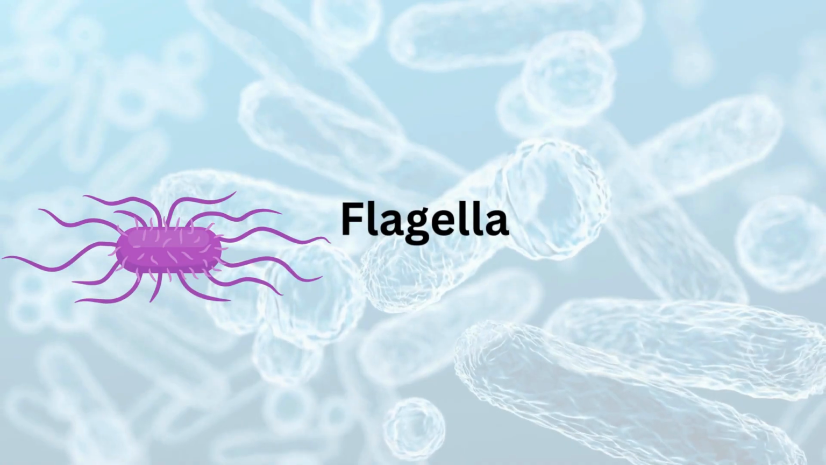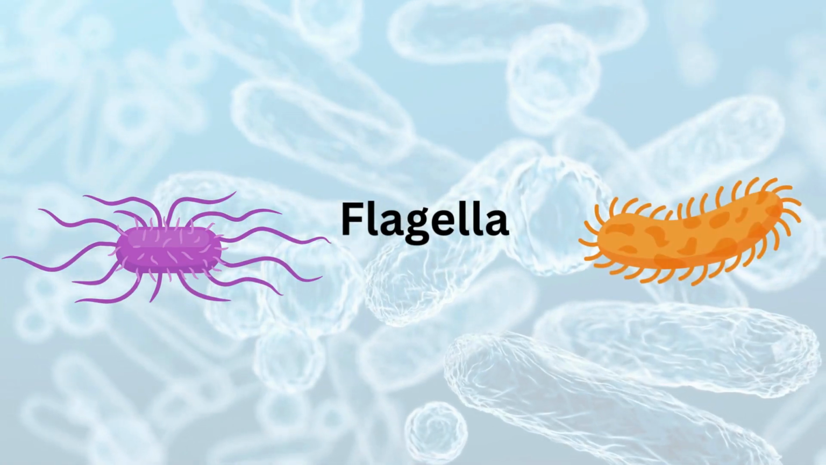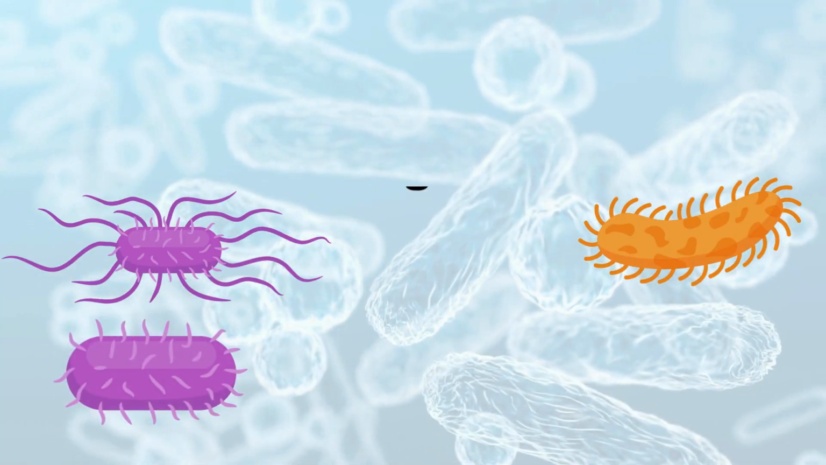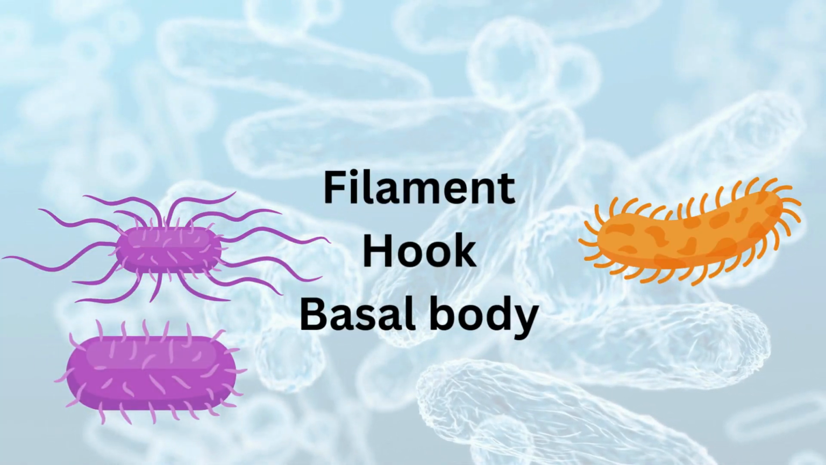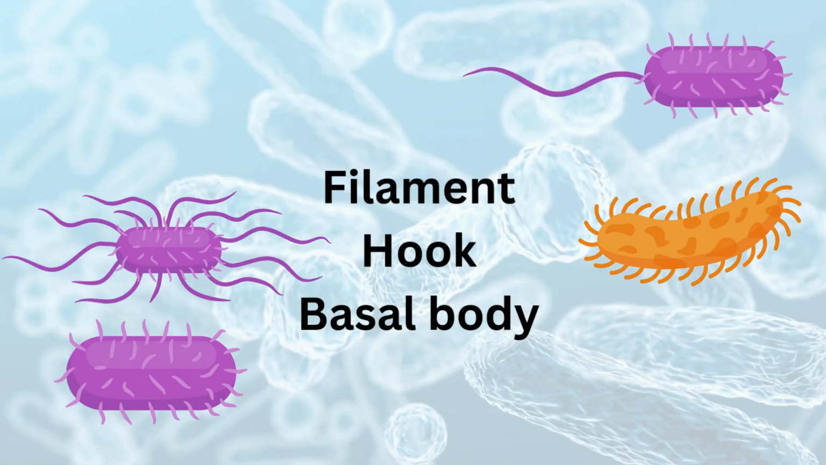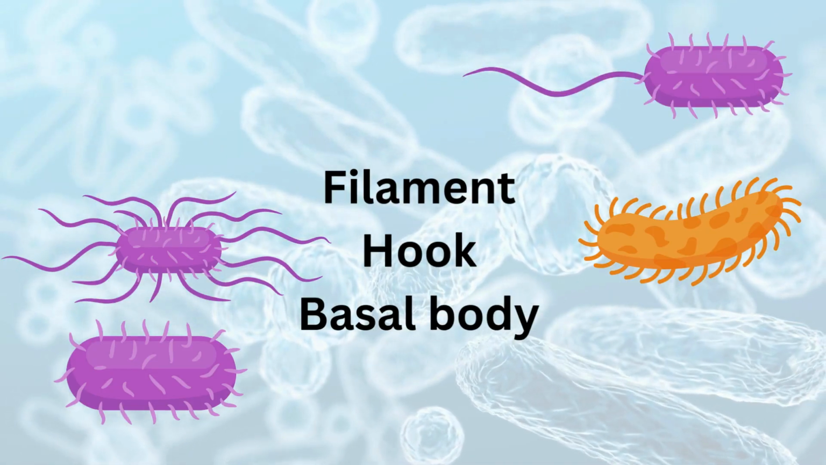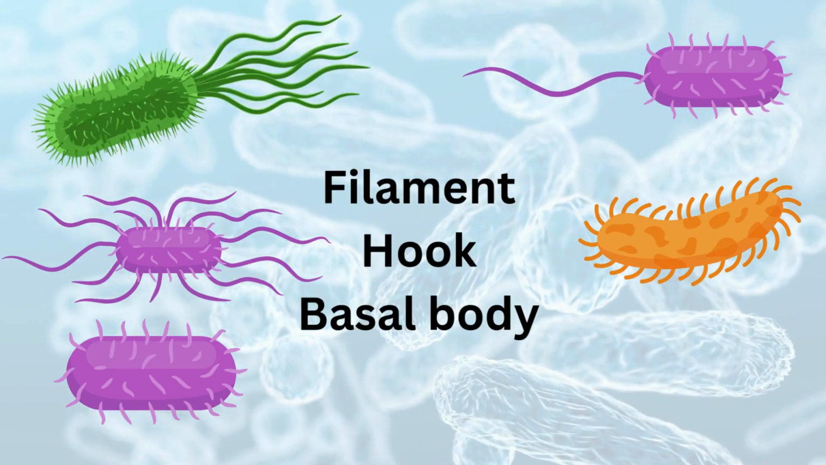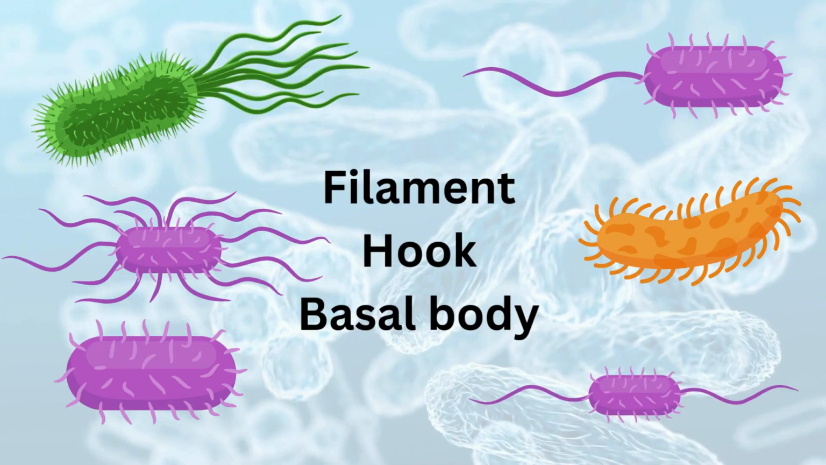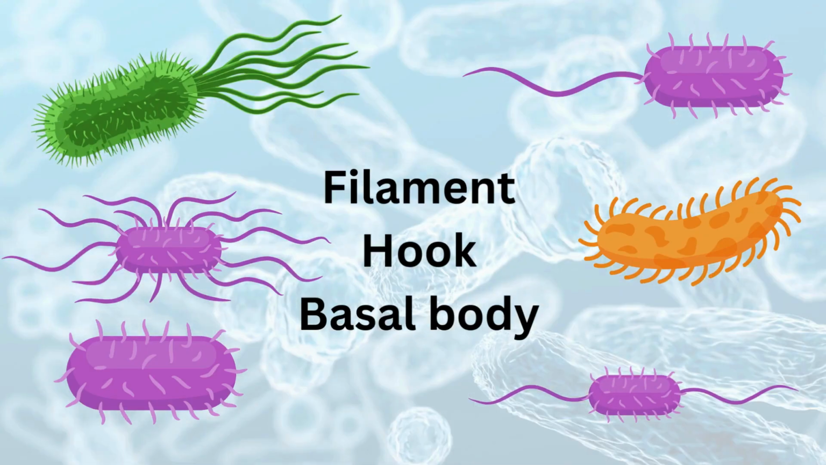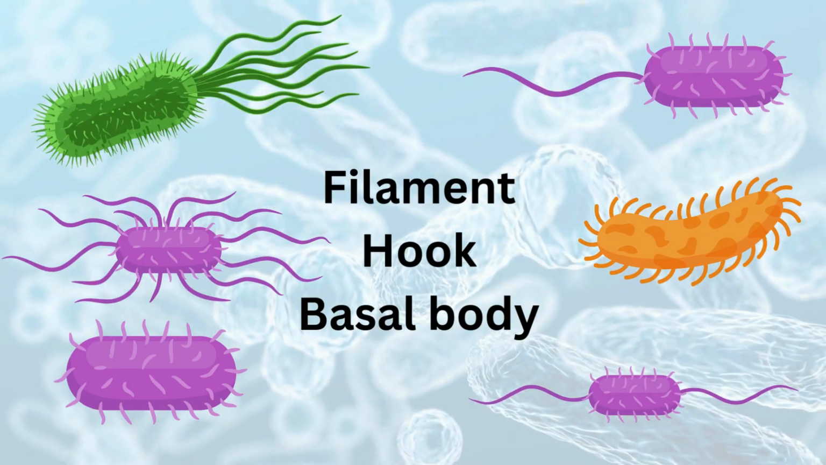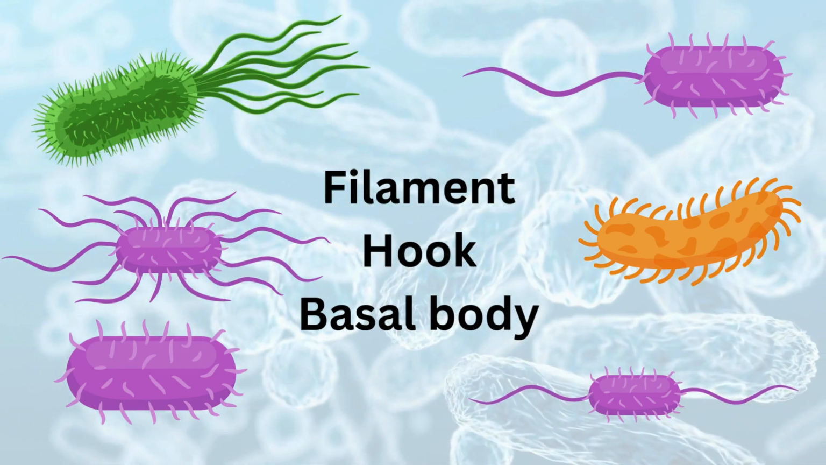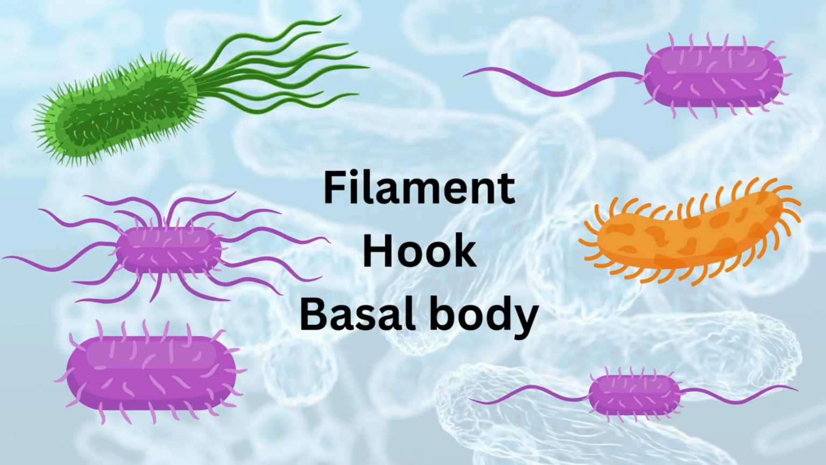Flagella are long filamentous appendages responsible for bacterial motility. Structurally, a flagellum consists of three main components: the filament, composed of flagellin protein; the hook, which connects the filament to the basal body; and the basal body, which anchors the flagellum in the plasma membrane and cell wall. The basal body functions as a molecular motor, allowing the flagellum to rotate rather than whip, propelling the bacterium through its environment.